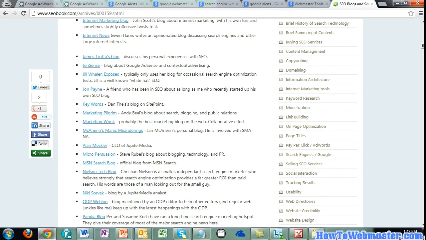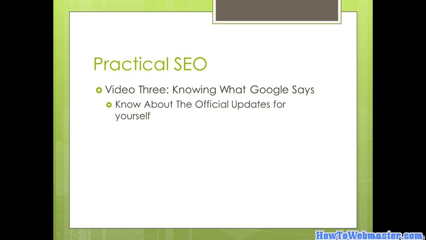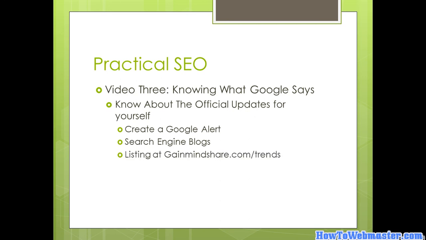Okay, so with that, we've talked about pretty much the three ways in which you will be able to know what Google is saying. We talked about creating a Google alert, about search engine blogs, and about listings at the trends site. We've also talked about making sure that you sign up for Google Webmaster Tools, even though that's going to be a little later down the line. That will help you to determine what changes have been made and how they affect your website.